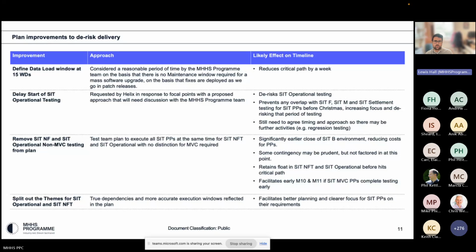And then we split out the themes for SIT operational and SIT non-functional as well, and accurately map the dependencies between the two to look at how we can deliver the testing safely, and ensure that the delays we've made here don't have implications for the critical path.